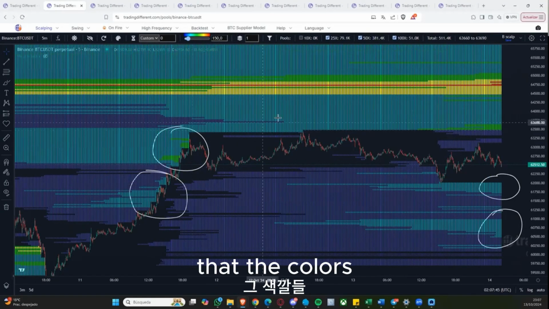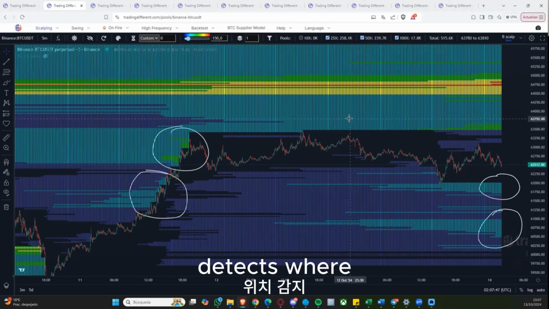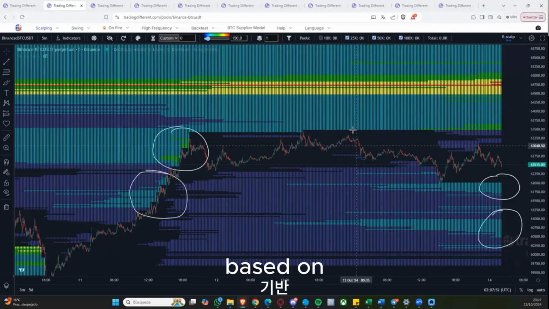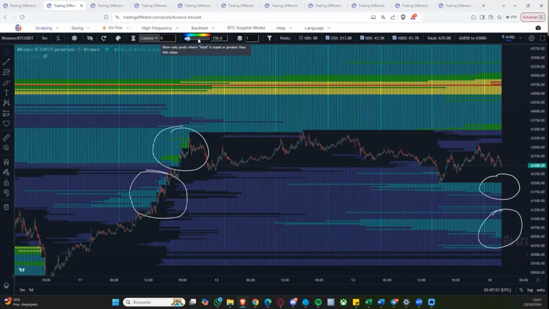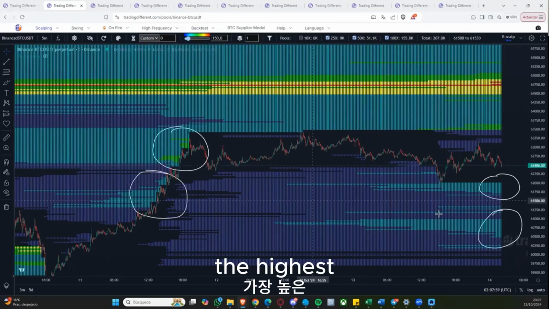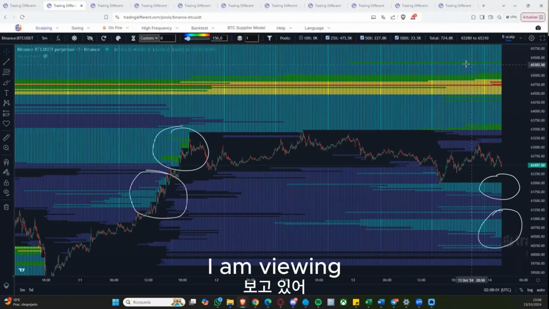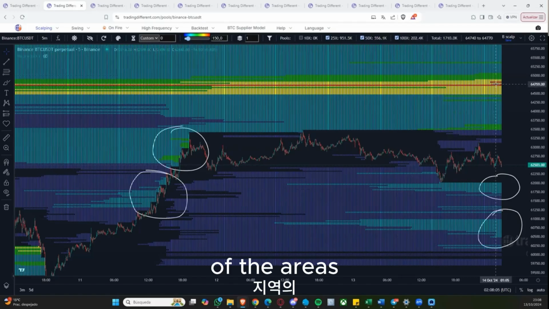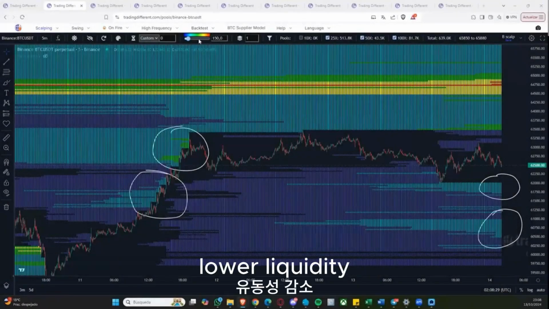You will see that the colors change because the algorithm detects where there is greater liquidity. The algorithm adjusts the colors based on the liquidity seen in the window. The system always detects the highest liquidity within the window I am viewing. It shows the highest liquidity in red and yellow, and the rest of the areas are graduated in other colors. Colder areas indicate lower liquidity.